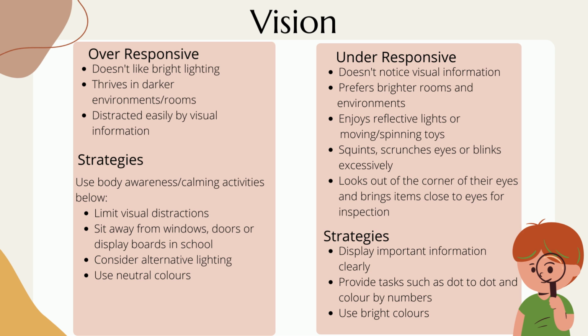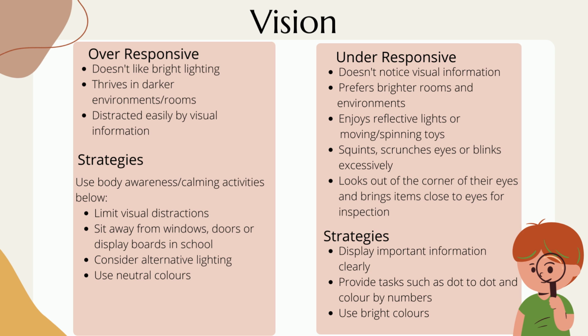On the other hand, your child may be under responsive to visual information, presenting with a lack of awareness for the visual information and an obvious preference for brighter, more vibrant environments and rooms. They may show clear enjoyment for reflective lights or moving or spinning toys, and you may also notice that they scrunch their eyes or squint frequently, and even blink excessively and tend to look out of the corner of their eyes and bring items close to their eyes for inspection as they're just so curious as to what this bright, shiny thing is.